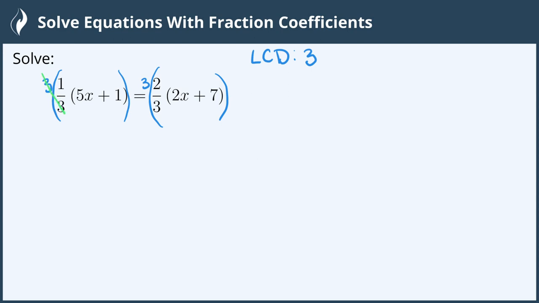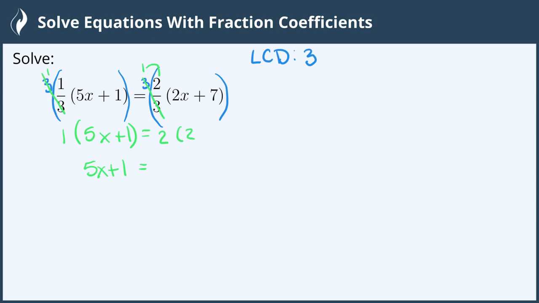3 divided by 3 is 1. 3 divided by 3 is 1. And we no longer have fractions. This means I have 1 times 1, which is 1, and 1 times 5x plus 1 is just 5x plus 1. It simplifies it so much faster. On the right side, we have 3 divided by 3 is 1, and 1 times 2 is 2.